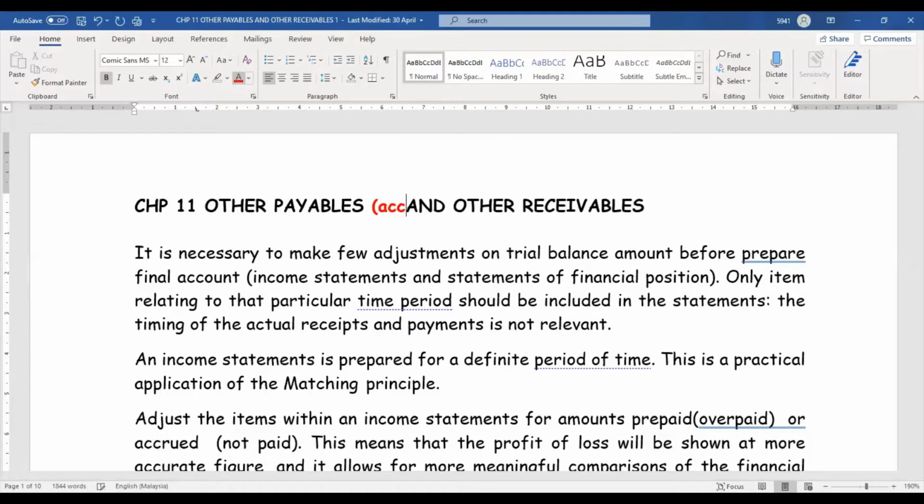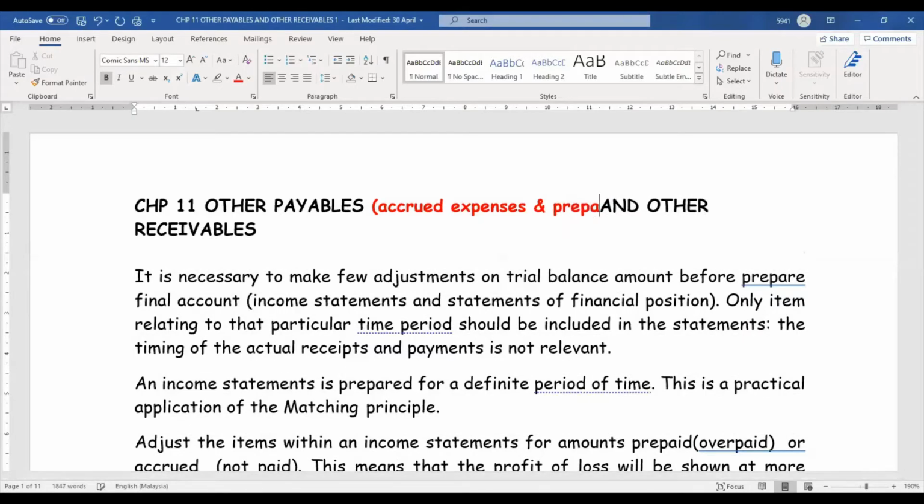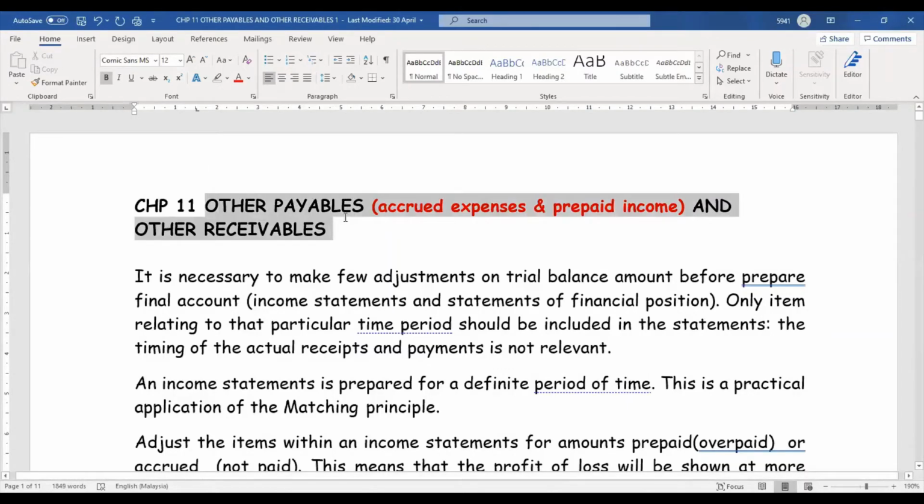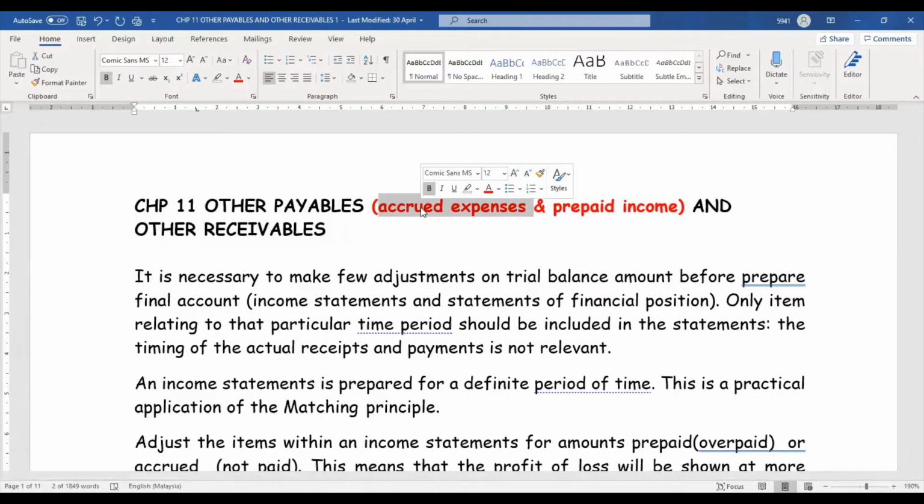One is accrued expenses and prepaid income. Accrued expenses and prepaid income we will call other payables. First, what is accrued expenses? The meaning of accrued expenses is the expenses that we haven't paid. We're supposed to pay, but we haven't paid. That's accrued expenses.